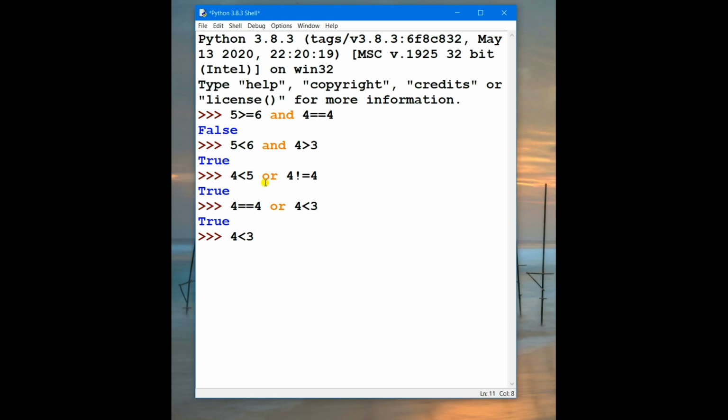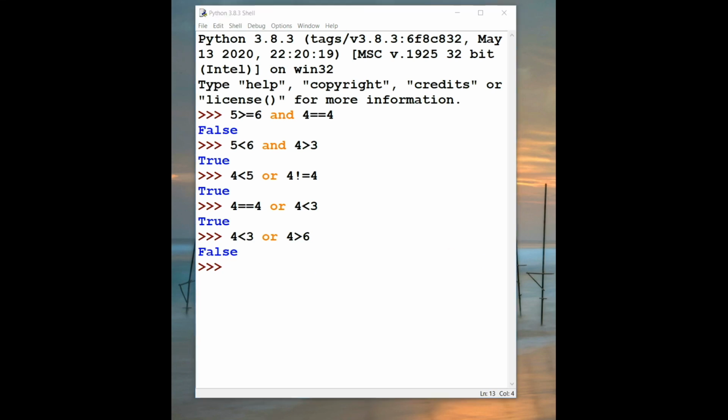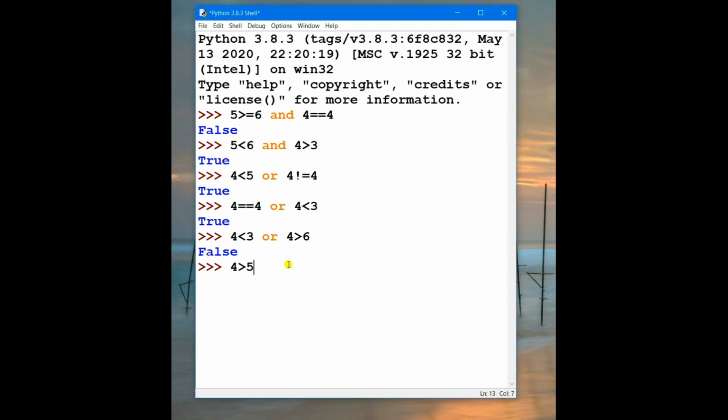So 4 less than 3 or 4 greater than 6, where both conditions are false, we will get the false result. Now the last one is not. The not operator reverses the result of a condition. If the condition is false, it reverses it to true, and if the condition is true, it reverses it to false. So let's try 4 greater than 5, which is false. But if we use not with it, it will give us the true result. So this is how the not operator works.